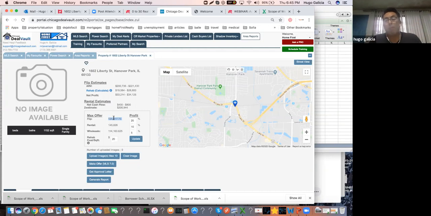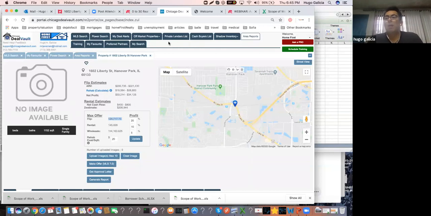Let's look at the property. Does that make sense? So before you guys go see properties and start running the numbers, you need to know the market. Number two, you need to know three numbers: ARV, rehab, and the most you should pay for the property. And then you go see the property. That's what we're gonna do next. So the third step is to look at the property.